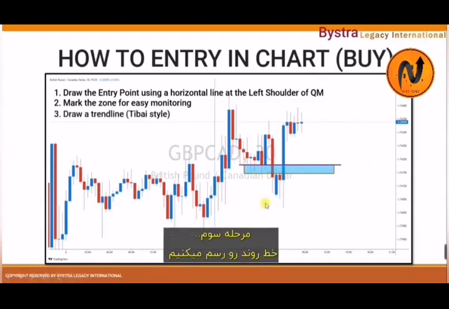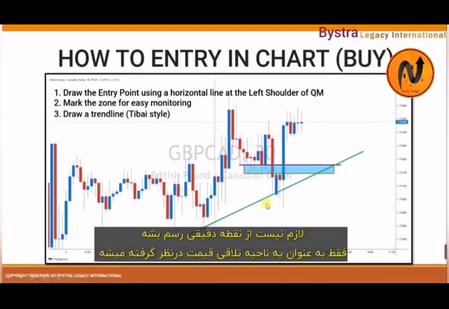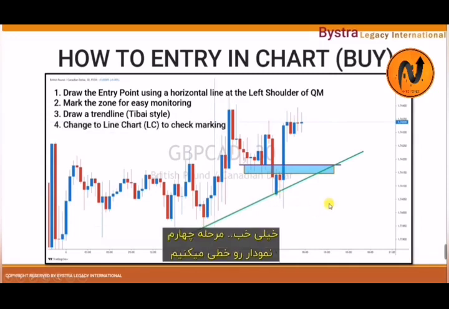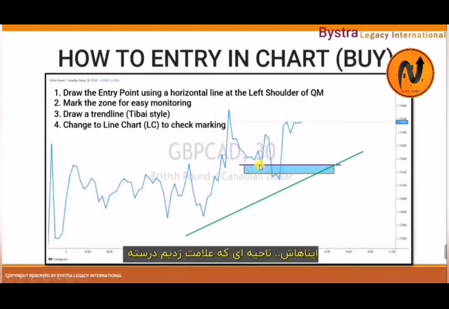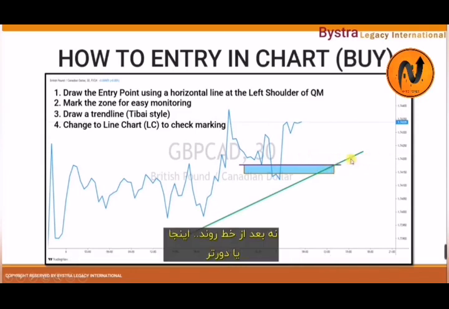Thirdly, we can draw the trend line. We can just use the T-bar style. It doesn't have to be accurate. It doesn't have to be from a specific point, just as a confluence of price, you see. So this is the first drive, second drive as a confluence. Then the fourth one, we change to line chart. Here we go, so our marking is correct. This is the lower high, lower low. And now we anticipate that price will come back within this confluence area and not after this trend line area here or any further.